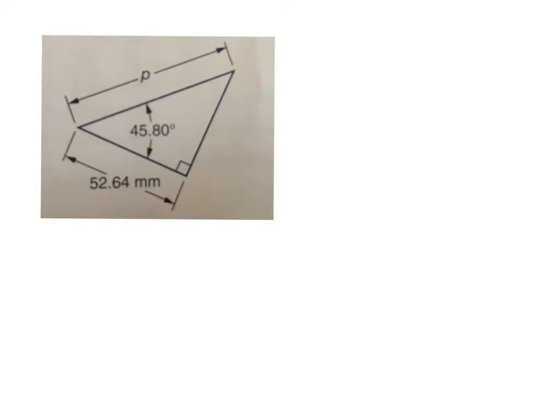This is number 25 in Unit 66 of our textbook, where we're asked to determine the value of P. So what we want to recognize first is that P is the hypotenuse of this right triangle. So we're trying to find the hypotenuse. And the other side whose length we know is the side that is adjacent to our angle measure that's given of 45.8 degrees.